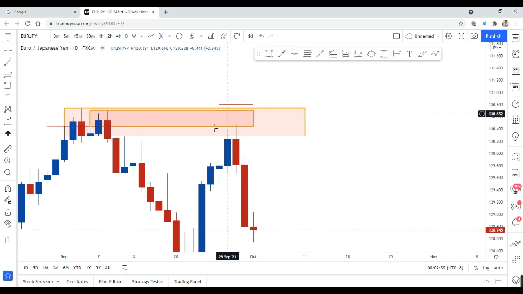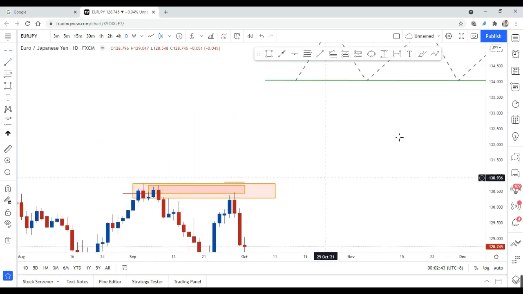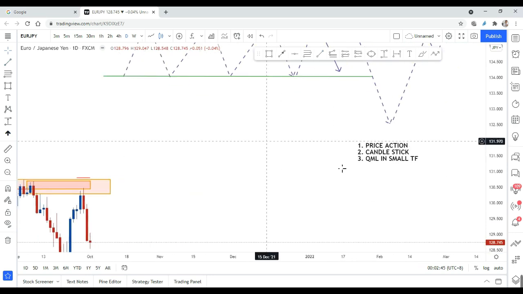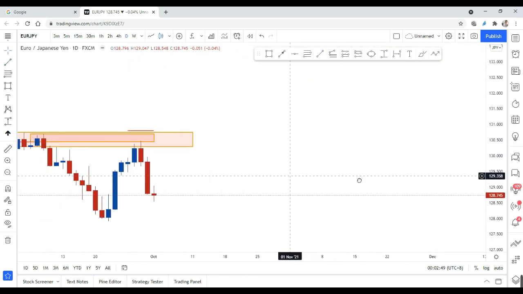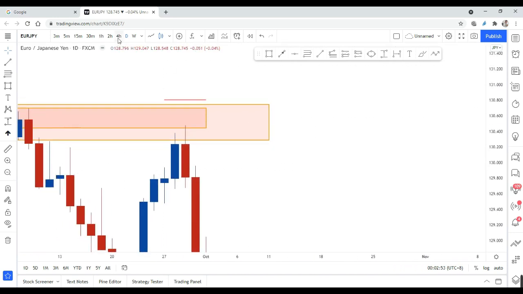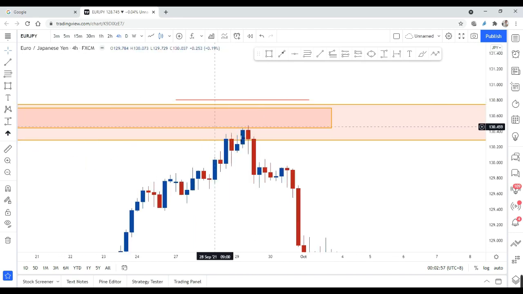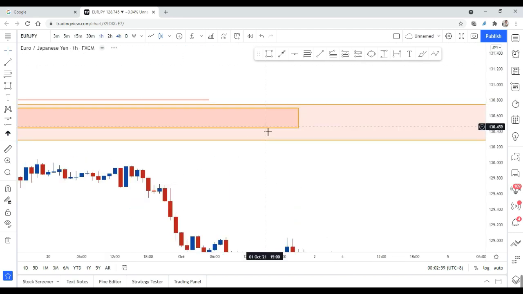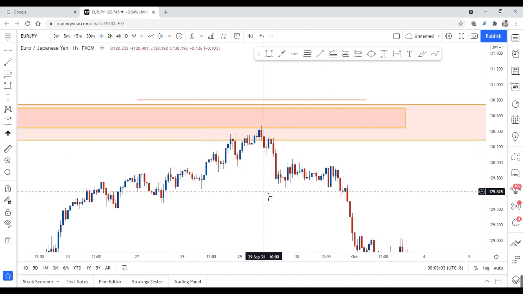That's why I told you that my third and final confirmation, which I like the most, is QM in small time frame. You need to switch to a lower time frame and take a look at what is happening when the price came into this area. If you go into the small time frame, you can see, oh, this is fantastic.